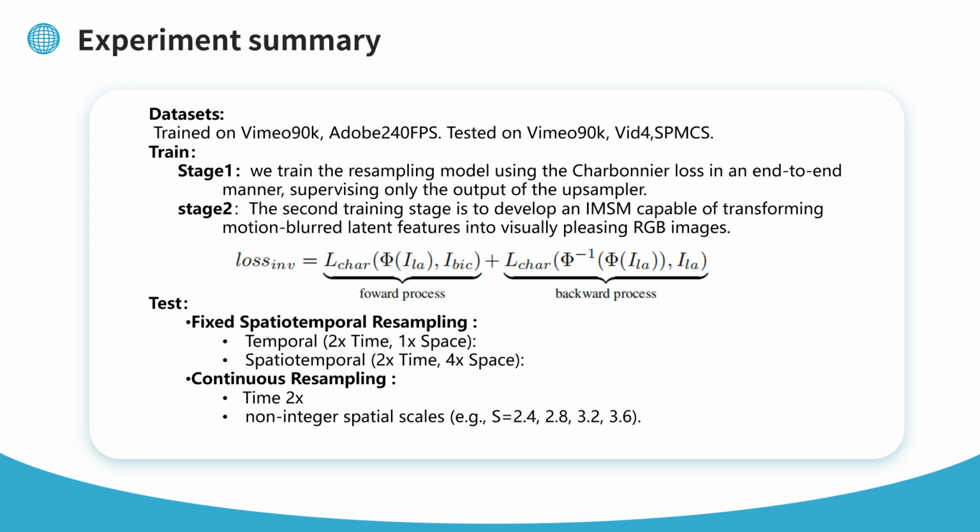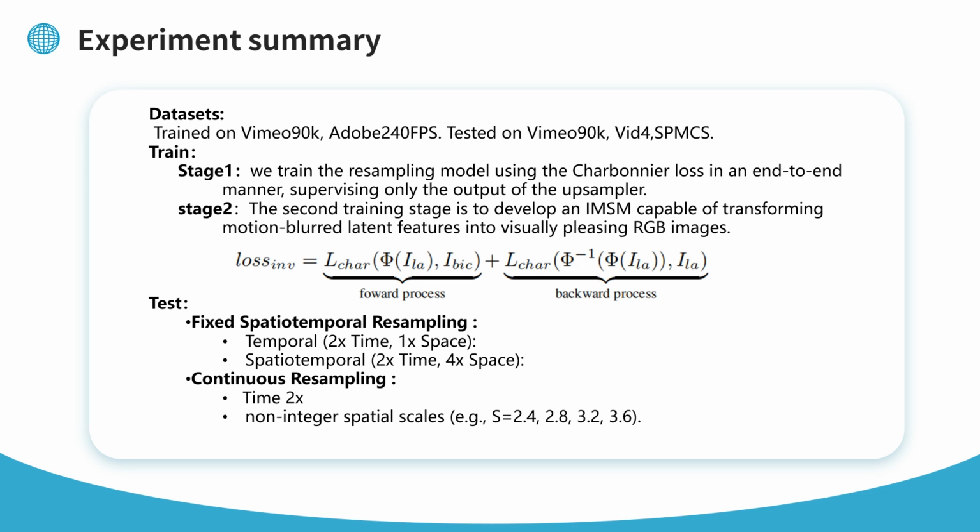In stage 2, we train the IMSM to transform these motion-blurred latent features into visually pleasing RGB images, while also ensuring it can reverse this process. We use an invertible loss that supervises both forward and backward transformations, accounting for quantization.